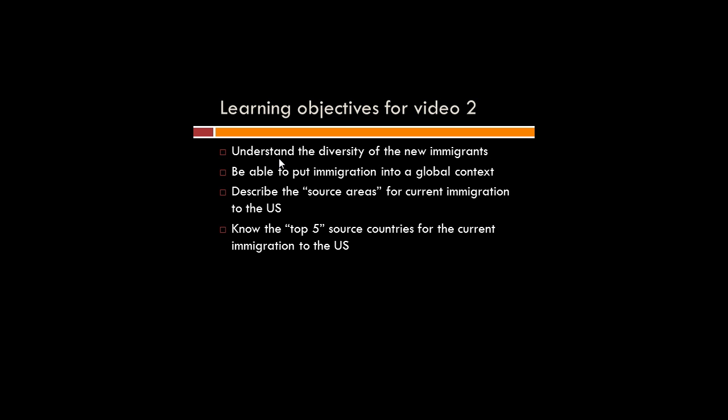I also want to put immigration into the United States into its global context. Third, we're going to describe the source areas for current immigration to the United States. And finally, I want to identify the top 5 source countries for current immigration to the United States. So let's begin by looking at the diversity of the new immigrants.